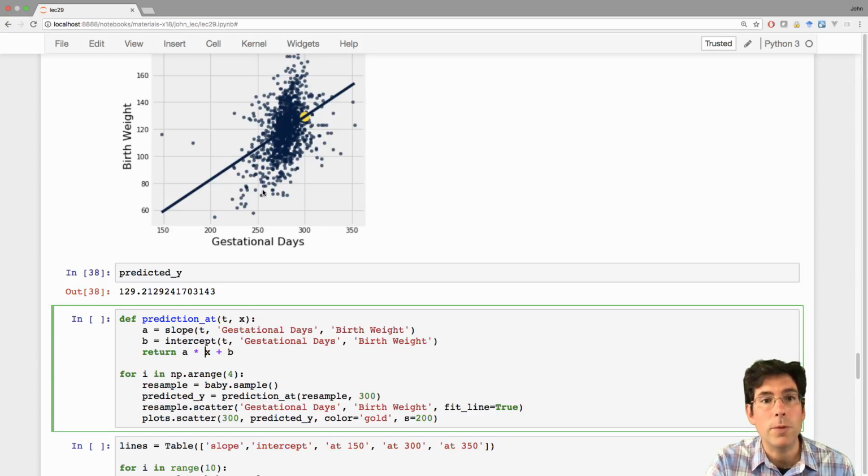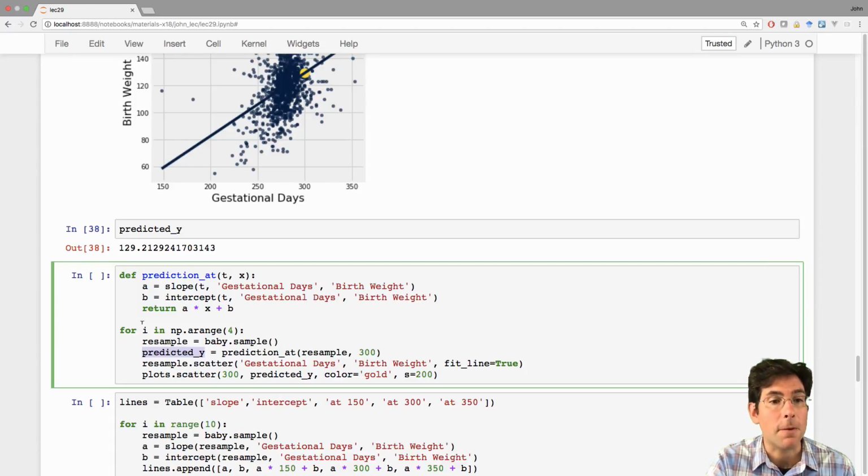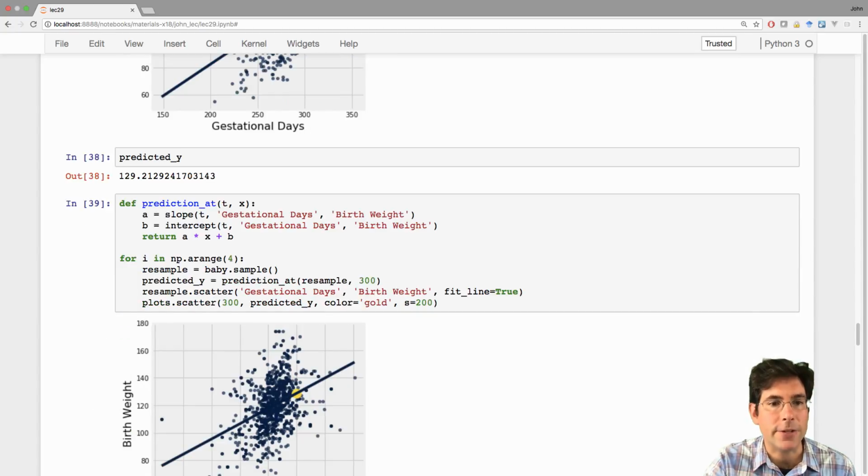Now this is for the original data that were observed, but we could also perform the same process for a resampled version of the same data. We started with 1,174 babies. Here we draw 1,174 babies with replacement, we get a predicted y from that set of babies and draw a scatter diagram that looks just like this, but with a different set of dots. And let's do that 4 times so that we can see the variation.